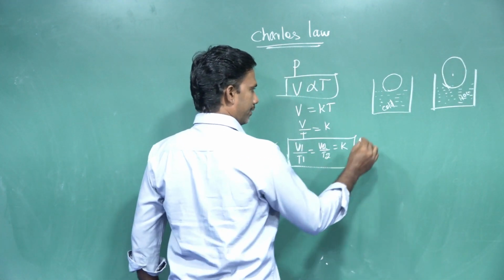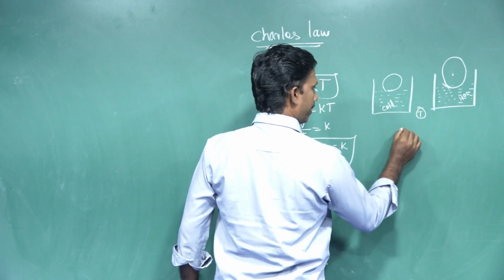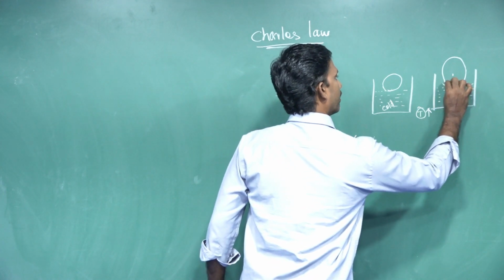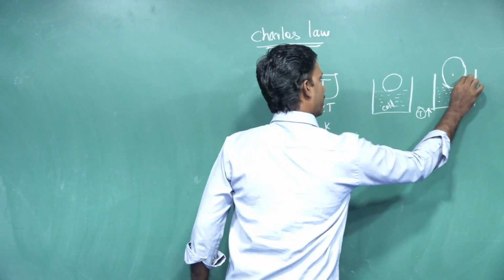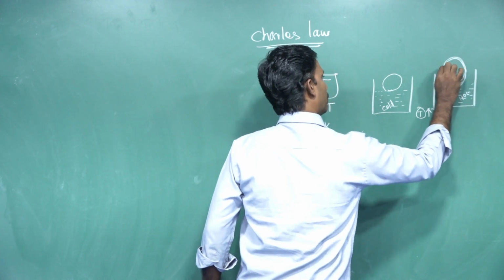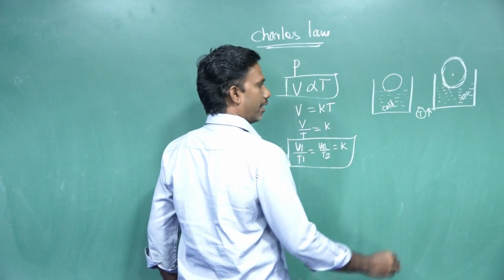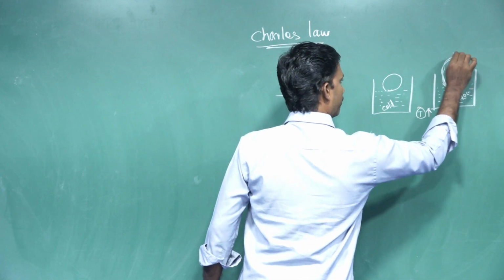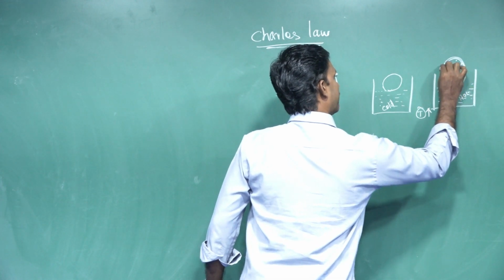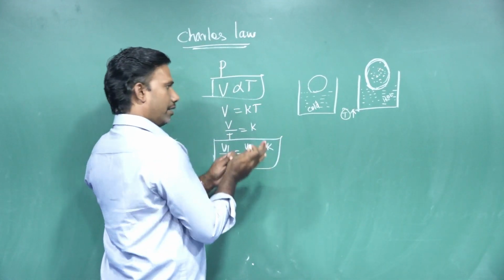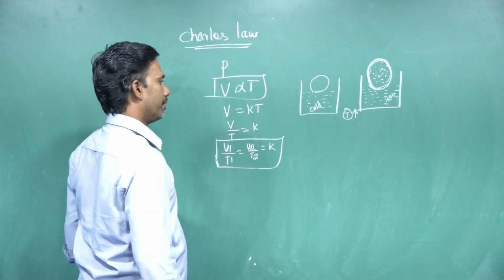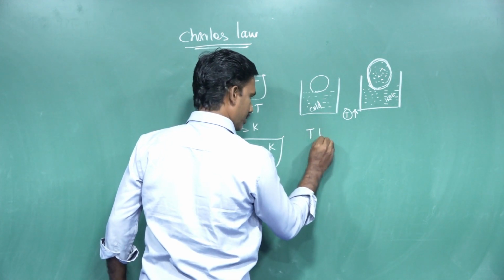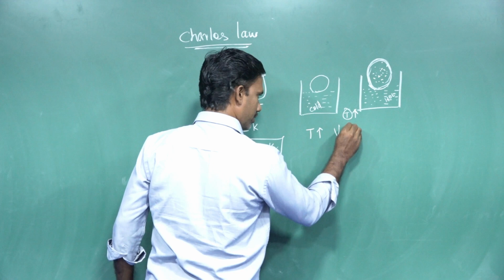What happens, sir? Here there is temperature variation. When the temperature increases, the gas, the air inside the balloon, also expands. The random motion of the molecules inside it becomes very fast, so it expands. That is why we have the enlarged balloon here. So this can be easily explained: when the temperature increases, volume also increases.